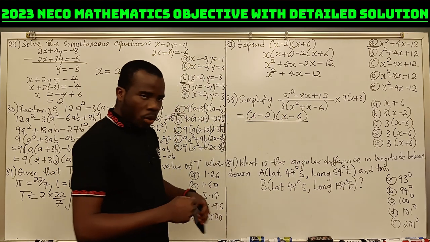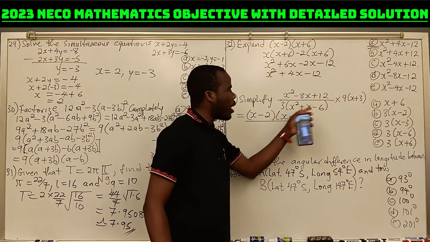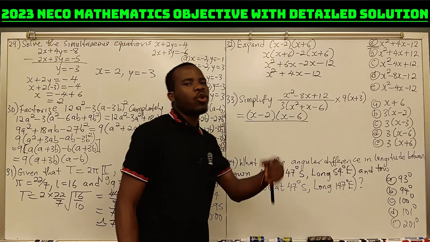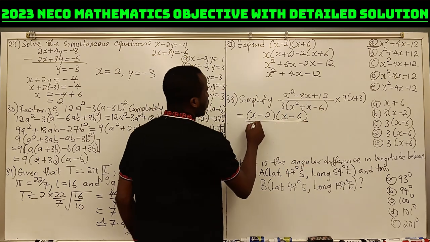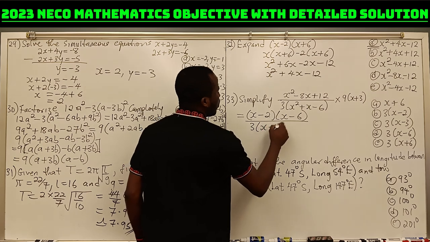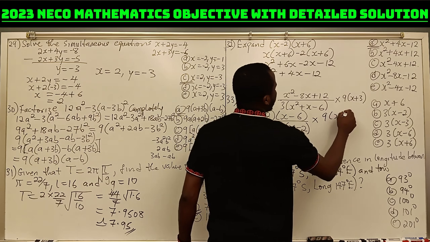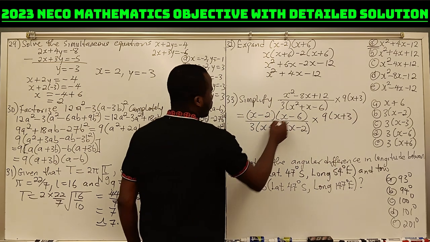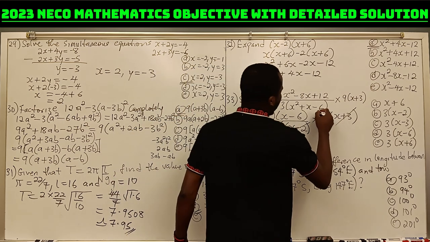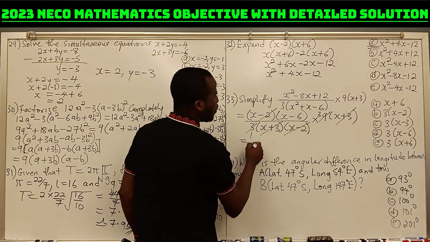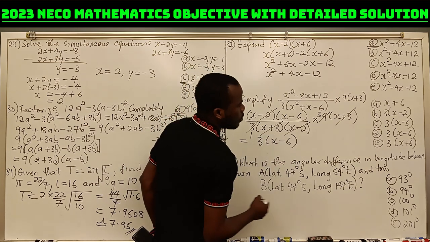Denominator, two numbers you multiply to get minus 6. When you add them together, you get 1. It will be 3 and minus 2, because 3 minus 2 is 1, and 3 times minus 2 is minus 6. So this will be 3 bracket x plus 3, x minus 2, and this is multiplied by 9x plus 3. So we can cancel. This can go with this. This can go with this. 3 here is 1. 3 here is 3. So what we are left with is 3x minus 6, which is D.